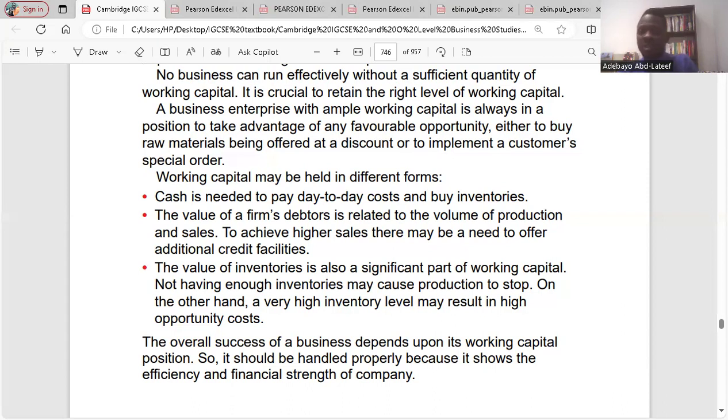The third one, the value of inventory is also a significant part of working capital. Not having enough inventories may cause production to stop. On the other hand, a very high inventory level may result in high opportunity cost. The value of what you have is also part of cash because it can be turned to cash. You need to have enough. But having a lot, much more, becomes a problem because you are tying money down. So the amount you need to have is the amount that is needed for those customers, so as soon as a customer comes, they are able to buy. You don't have too much or too little.